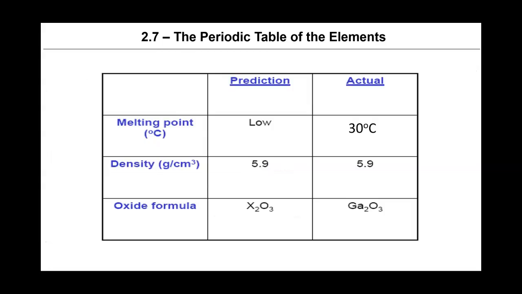For example, Mendeleev predicted that gallium, or what he was calling Eka aluminum, would have a low melting point. It actually has a melting point just above room temperature of 30 degrees Celsius. You can melt it in your hand. Mendeleev predicted that gallium would have a density of 5.9 grams per centimeter cubed, and he was right, that is the density of gallium. He also predicted that gallium, when it reacted with oxygen, would form a compound in which two gallium atoms combined with 3 oxygen atoms. And you guessed it, he was correct.